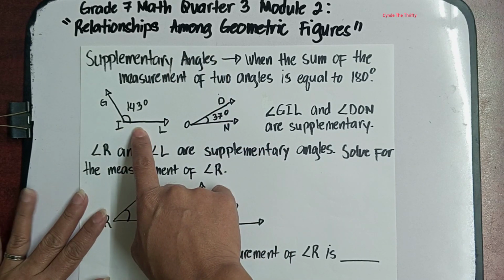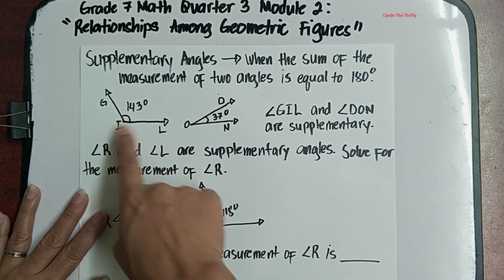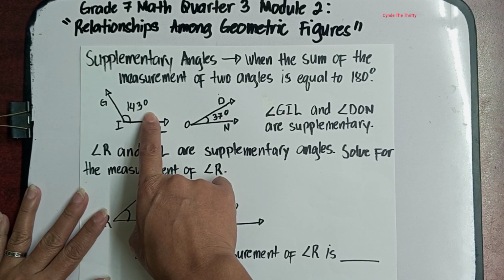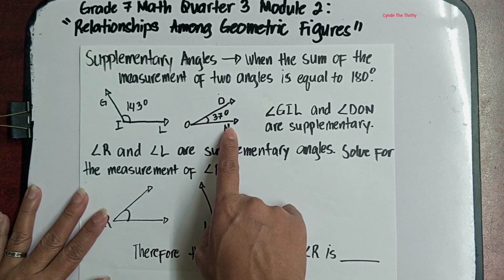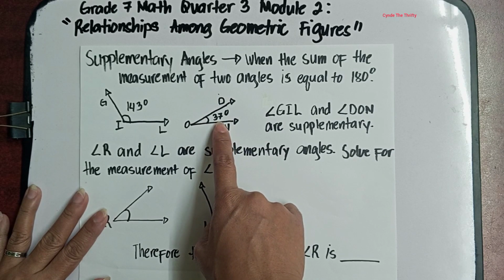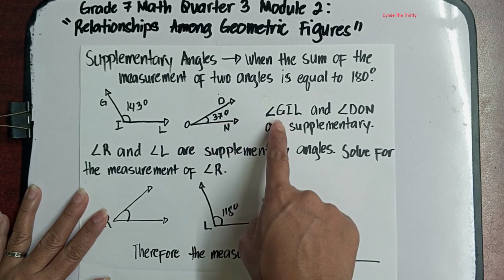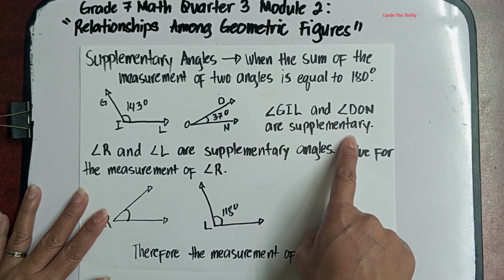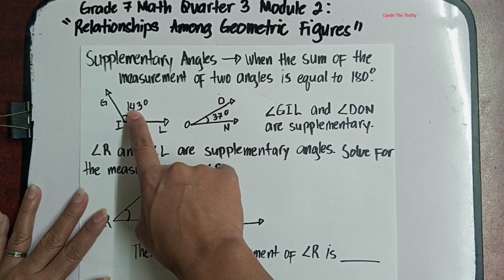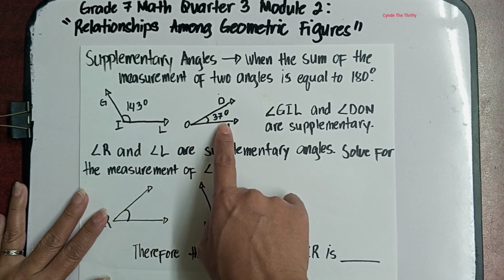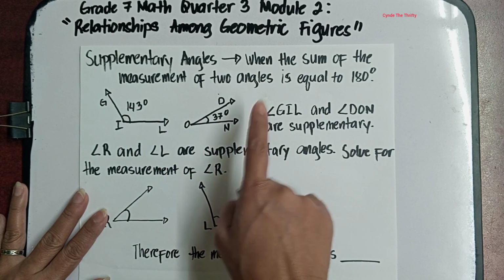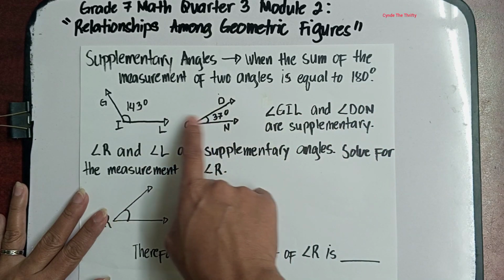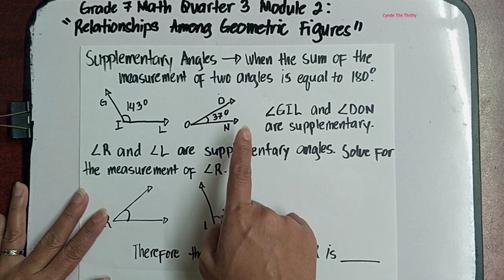Meron tayong example dito. So, itong si angle GIL, ang kanyang sukat is 143 degree. While si angle DON, ang kanyang sukat is 37 degree. Angle GIL and angle DON are supplementary. Bakit? Kapag i-add natin ang 143 at 37, ang kanyang sum is 180 degree. So therefore, supplementary ang dalawang angle natin na nandito.